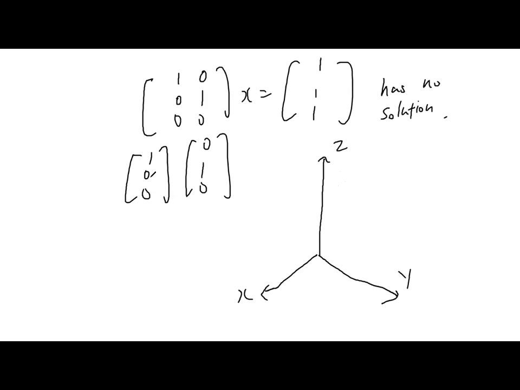So (1, 0, 0) means a vector like this, here is 1. (0, 1, 0) means a vector like this, right? I want to change the length of these two vectors such that it equals (1, 1, 1). Where is (1, 1, 1)? It is somewhere here, and project it here. It's a bit hard to draw.